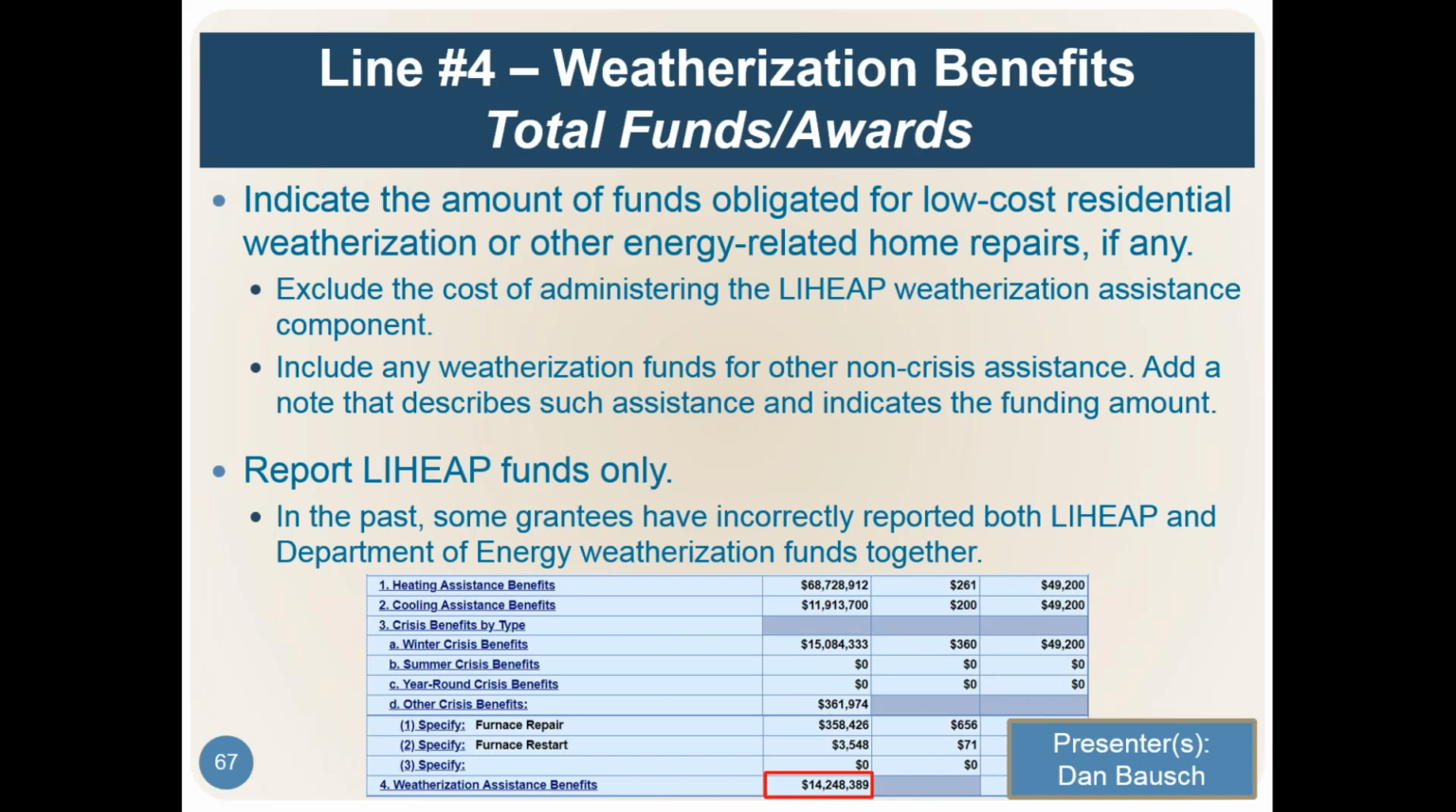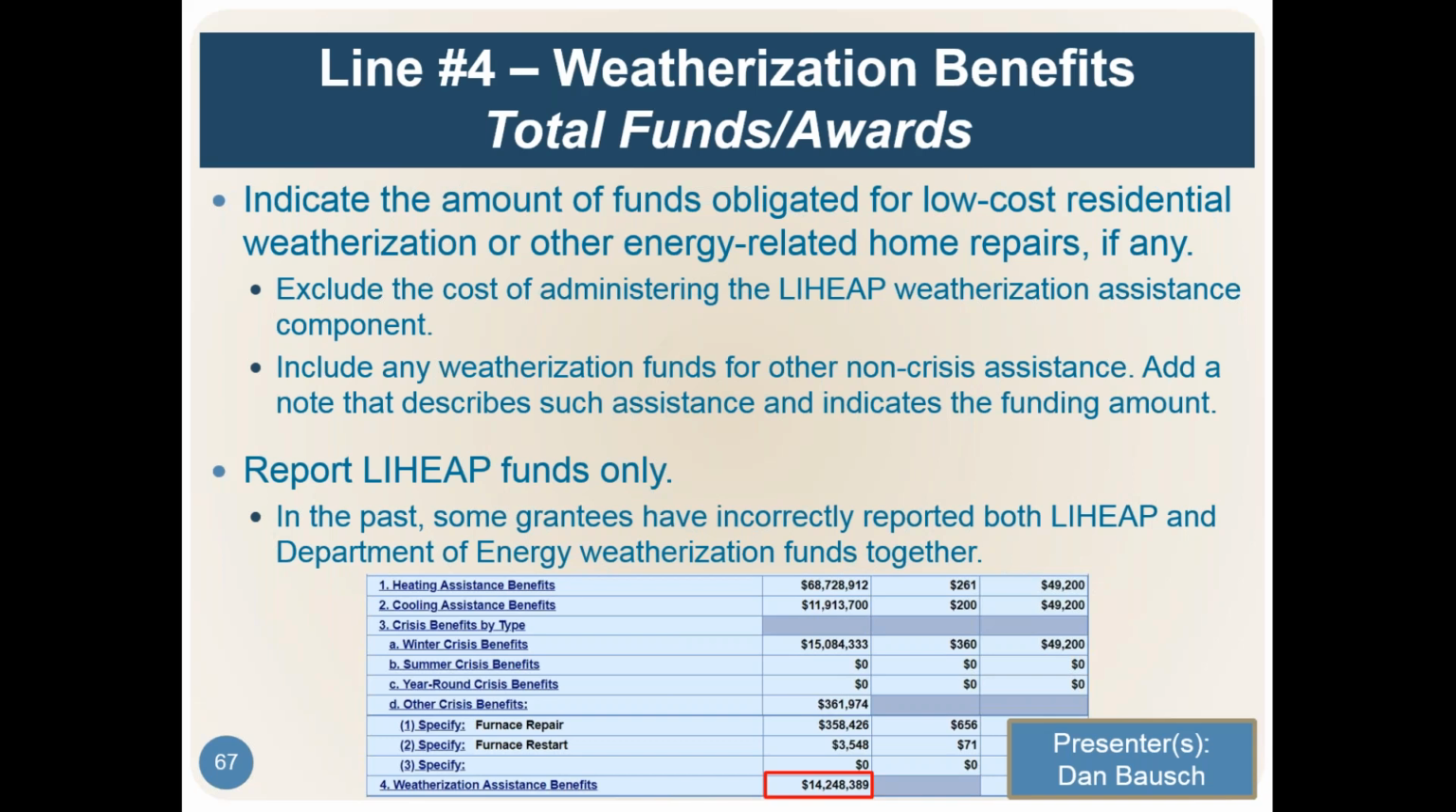Okay, line 4 is weatherization benefits, and this is where you'd indicate the amount of funds that you obligated for low-cost residential weatherization and other energy-related home repairs, if you have any. For this component, you'd include any weatherization funds for non-crisis assistance, and you should also add a note that describes that assistance. It's very, very important that you report LIHEAP funds only for line 4.